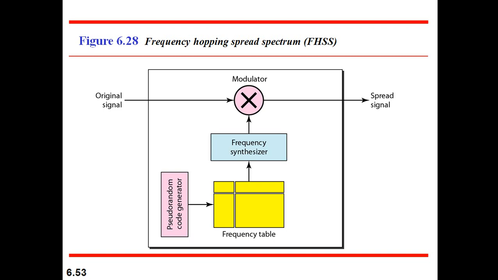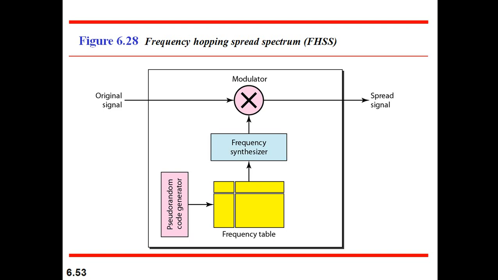And here we use M different frequencies in the long run. Because of this spreading process, we get a bandwidth that is greater than the original one.